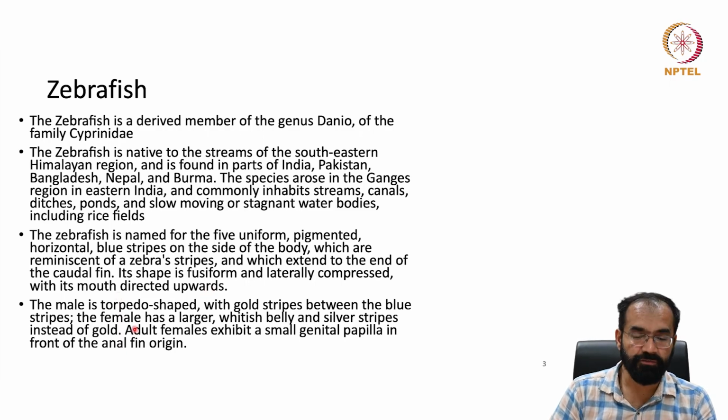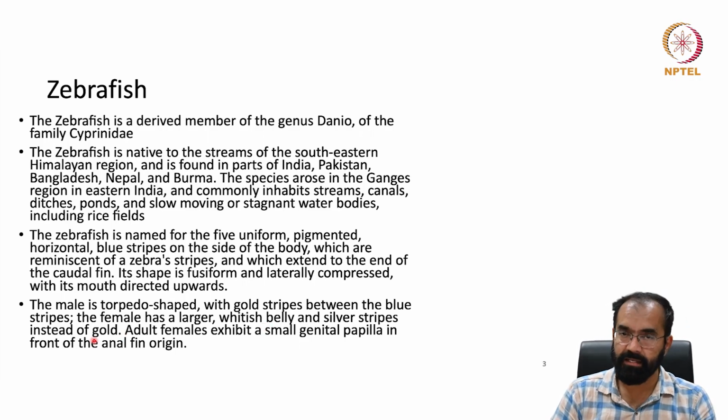So the male zebrafish is torpedo shaped with golden stripes, slightly yellowish golden stripes between the blue stripes, whereas the females have a larger whitish belly, which is because of the presence of the ovary and the yolk, and silver stripes instead of gold. So you can easily identify them: there is a slight color variation, blue versus yellow, and also the body shape. It will have a belly in the case of the female.